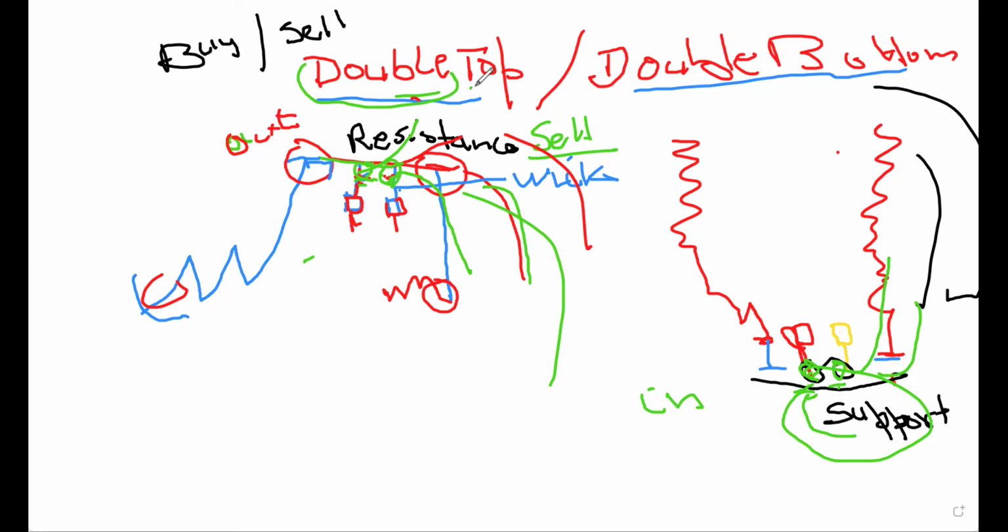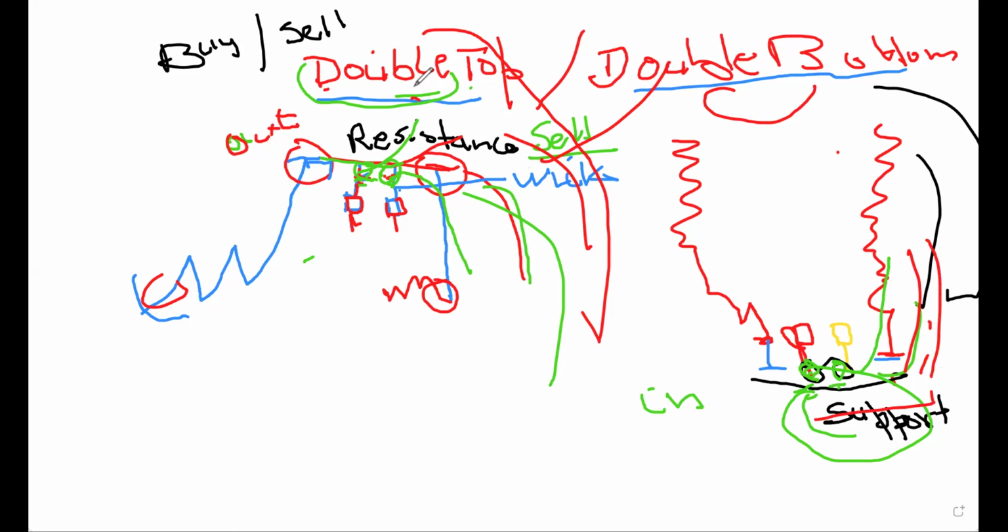So double top. Let me give you the real meaning. The double top means the stock is going to go back down, so you have to sell. And double bottom means the stock is going to go up, so you have to get in to buy. That means support going up. Double top means resistance going down.